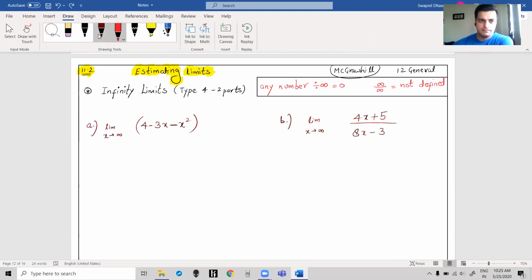So first thing is, as always, if you try to plug in the limit, infinity, everything will become undefined, because infinity minus infinity is undefined. Now, there is no other way I can solve it right now. It's not rational, it's a polynomial.